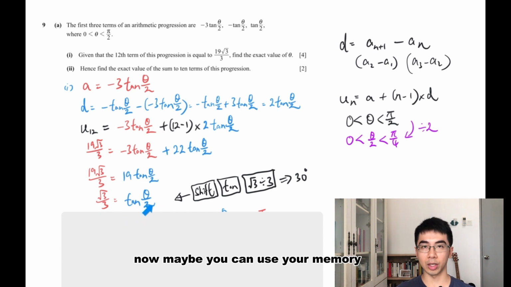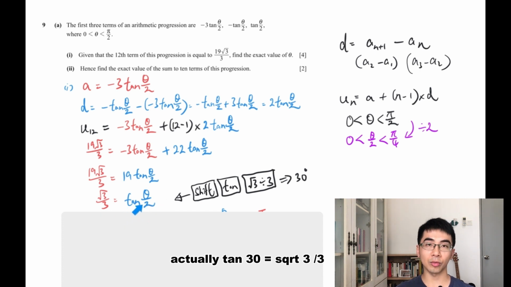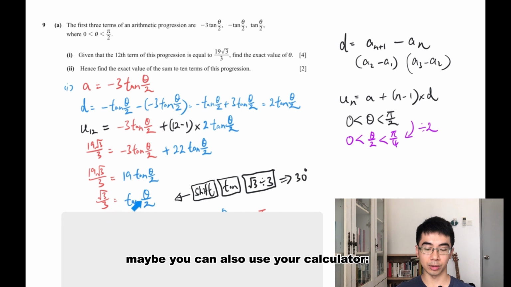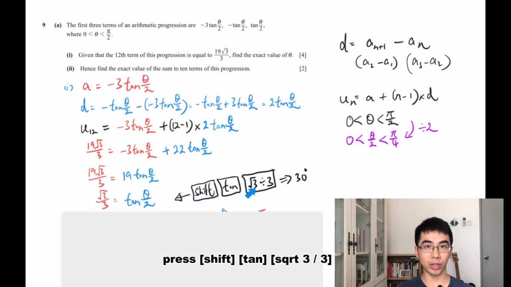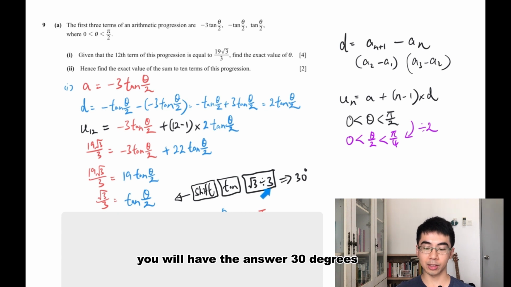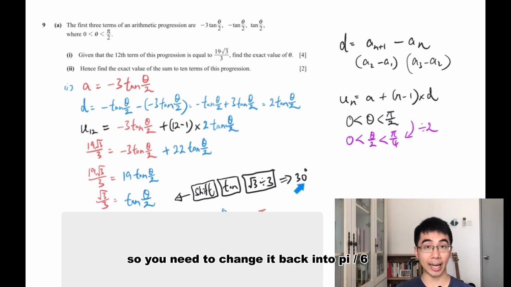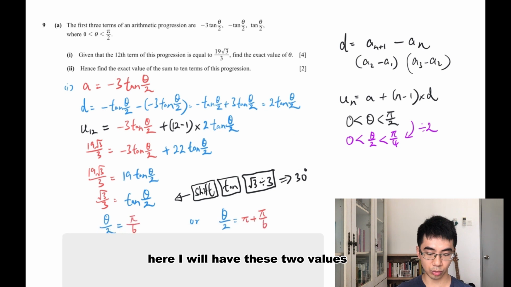And now maybe you can use your memory. Actually, tangent 30 degrees must be equal to this, square root 3 over 3. But if you forget it in the exam, maybe you can also use your calculator to press shift tangent square root 3 over 3, and you will have the answer 30 degrees. But we want to have radian units, so you need to change it back into pi over 6. So here I will have these 2 values.